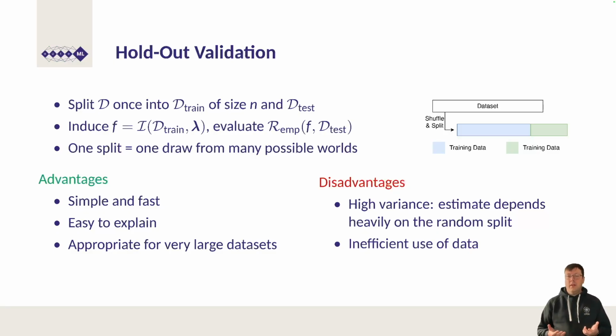A single split is one draw from many possible worlds. So if the split happens to put many difficult examples into the test set, the estimate will be pessimistic. If it puts easy examples there, it will be optimistic.